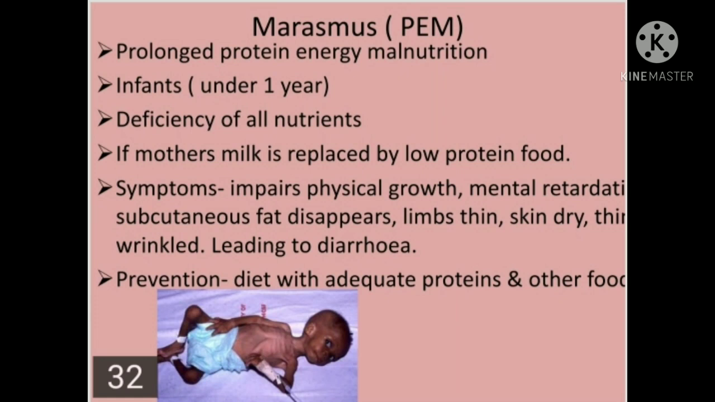Then limbs become thin. Limbs means the forelimbs and hind limbs, means upper limb and lower limb, both the hands and legs. Then skin becomes dry, thin and wrinkled, which is leading to diarrhea. Now the prevention. How is the prevention done? A good diet with an adequate amount of protein and other food should be given to the patient. Otherwise, there will be a great loss to the health of the child.